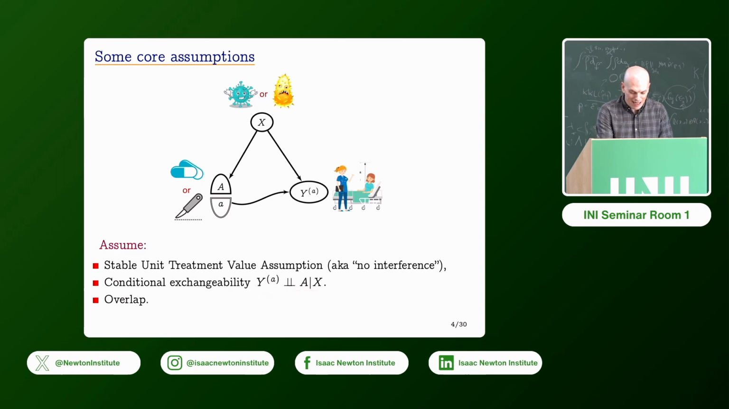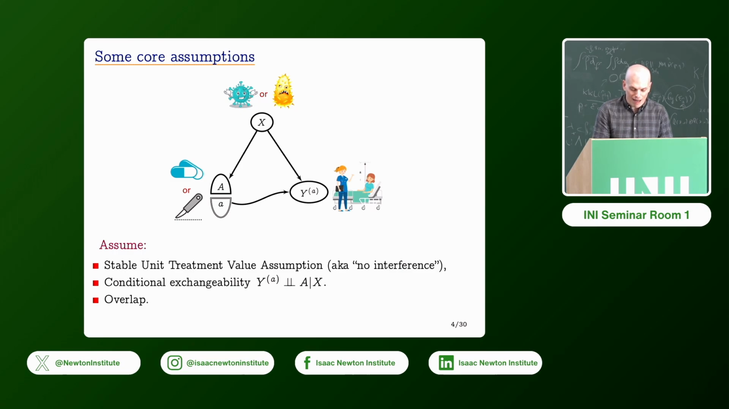Conditional exchangeability, what that basically amounts to saying is that I don't have some sort of V up here, which I don't get to see or account for, that is influencing A and Y. So this isn't allowed, or I'm assuming that this doesn't exist. So there's only sort of one X that I'm accounting for, which influences A and Y.